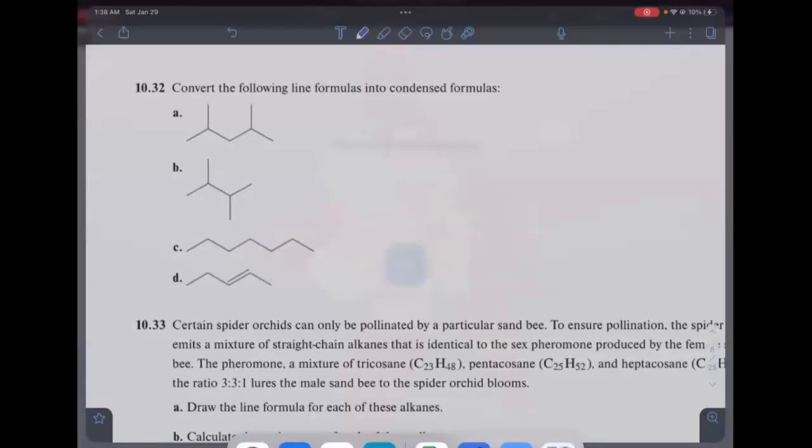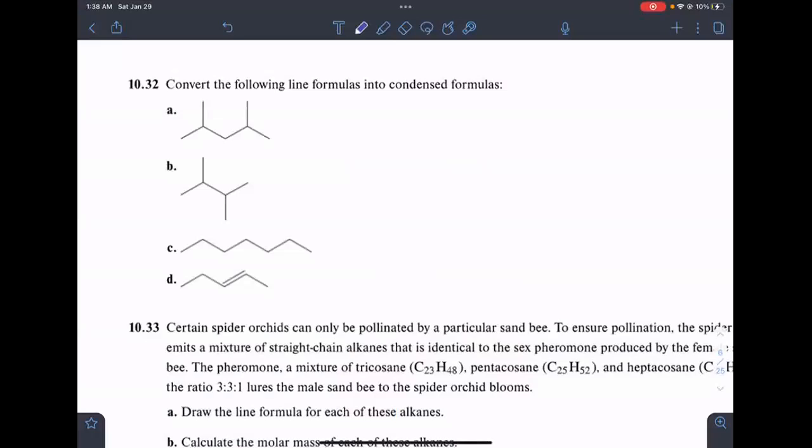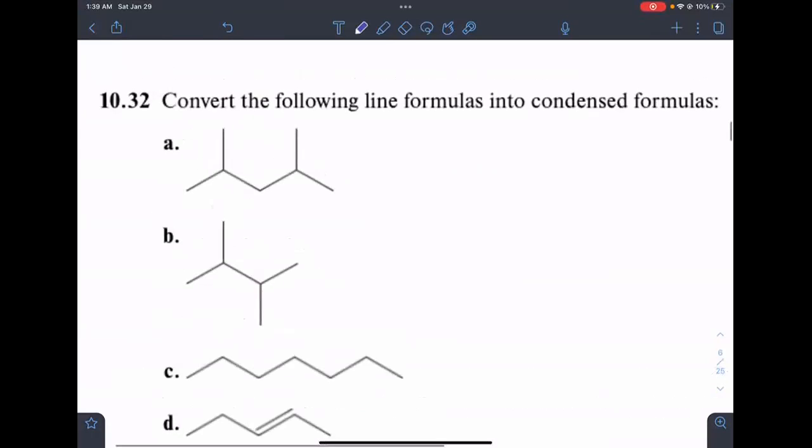All right, in this one, we're going to convert a line formula into a condensed formula. So I'm going to use a couple of different colors just so that you can keep track of what's going on. A lot of times you struggle with going from line to condensed because you don't know in a condensed formula what is a substituent and what's a main chain. But that part doesn't really matter.